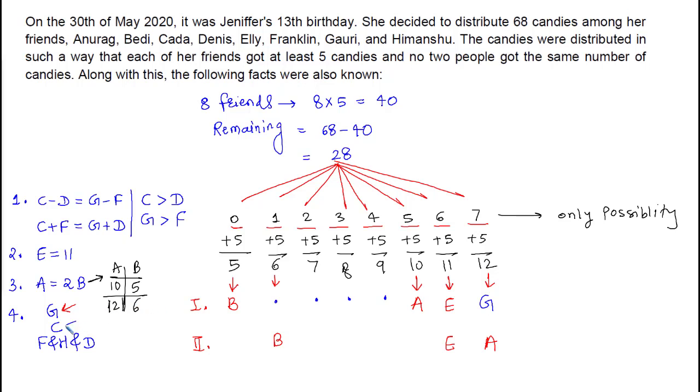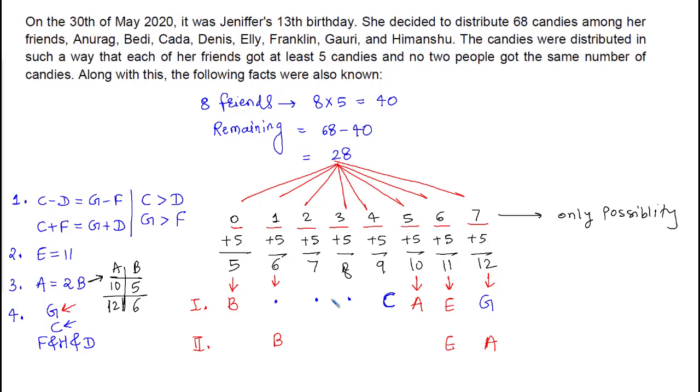Now below C there are 3 people, F, H and D. So C will receive how many candies in the first case? C will receive 9 candies in the first case, because below C there have to be F, H and D compulsorily. So from this we can see that in the first case F, H and D will receive 6, 7 and 8 candies in any order. We need to decide that order, okay everyone.